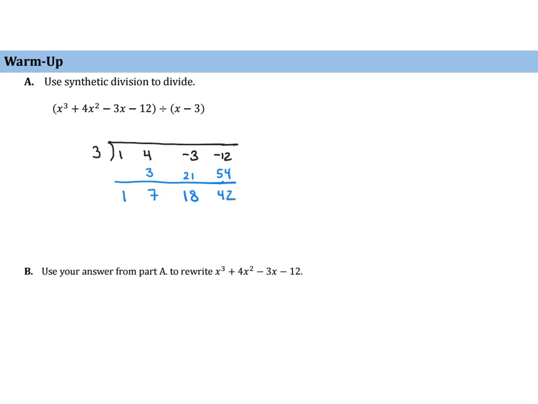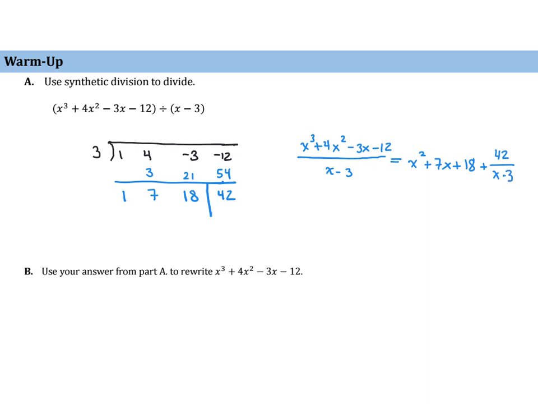So this means that if we rewrote this, we would have our original problem x cubed plus 4x squared minus 3x minus 12. And let's think about this as an improper fraction. This is over x minus 3. So this will equal the quotient, x squared plus 7x plus 18. That 42 is the remainder, so plus 42 over the remainder, or over the divisor, x minus 3.